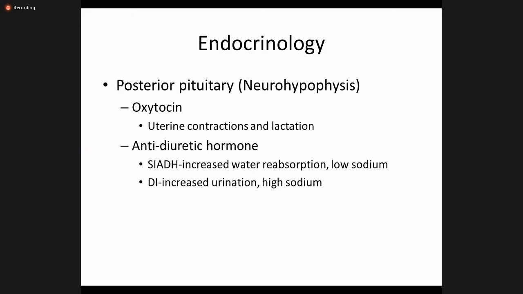Then, as I said earlier, the posterior pituitary releases two hormones, oxytocin and antidiuretic hormone. So oxytocin causes uterine contraction at the time of parturition and lactation, and antidiuretic hormone deficiency causes diabetes insipidus, and excess causes SIADH, syndrome of inappropriate antidiuretic hormone secretion. Though these conditions are rare in pituitary adenoma.